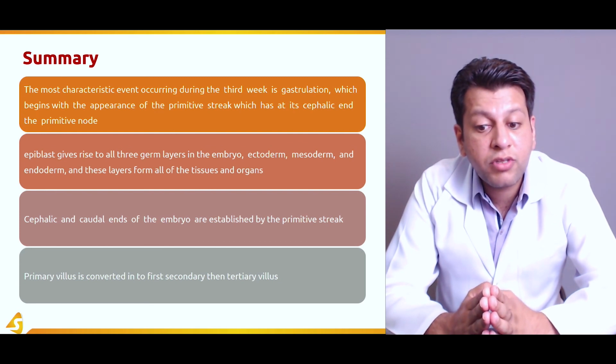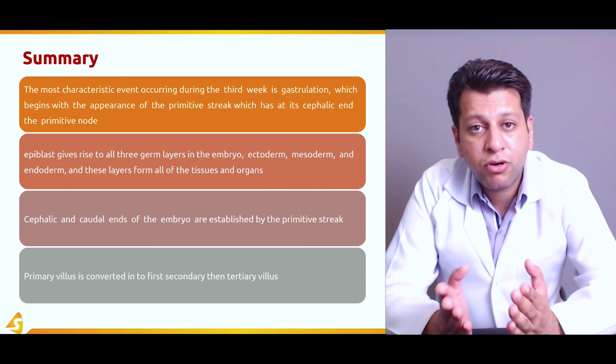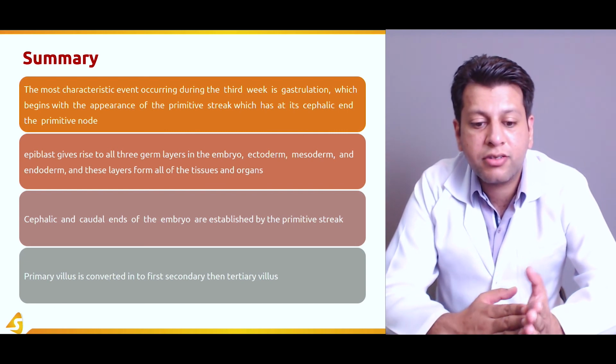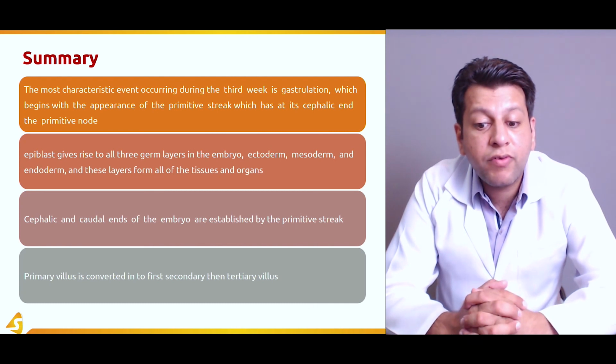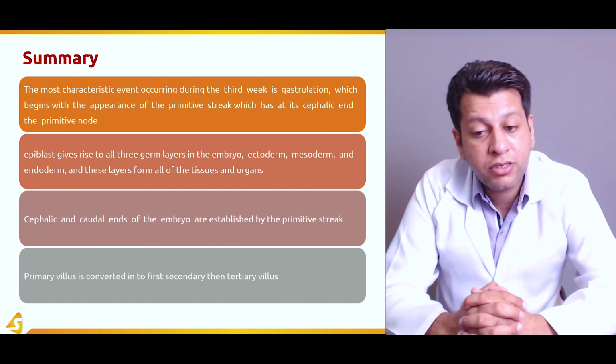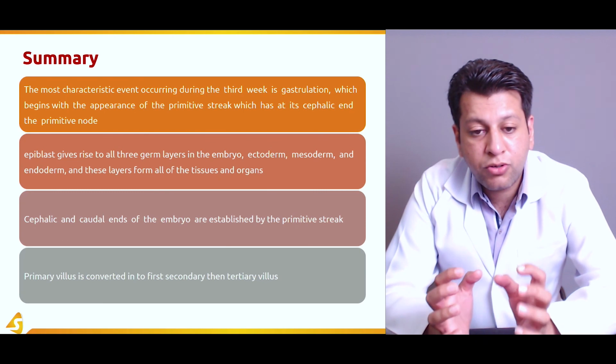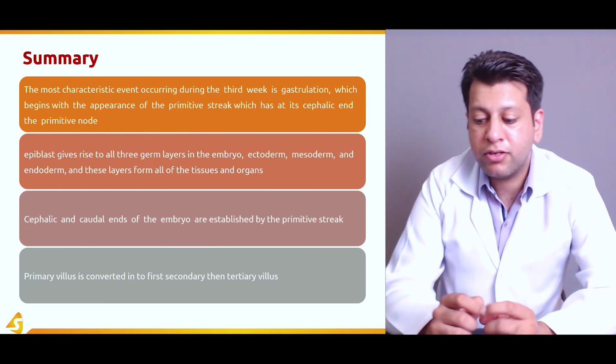Cephalic and caudal ends of the embryo are established by the primitive streak. This also develops the dorsal-ventral axis as well as the right and left axis. The primary villus is converted first into secondary, then into tertiary, so that the uteroplacental circulation can be established.